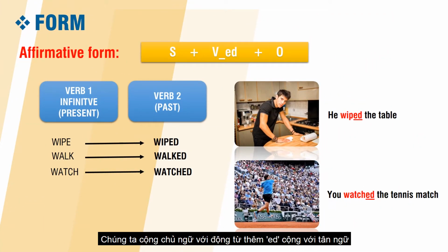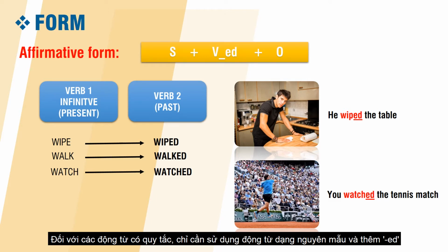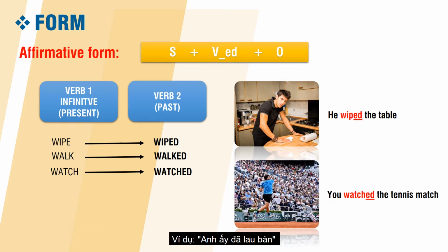We put subject plus verb with ed plus object. For the regular verbs, we simply use the infinitive form of the verb and add ed. Example: he wiped the table. For the plural forms, we walked to school. You watched the tennis match.